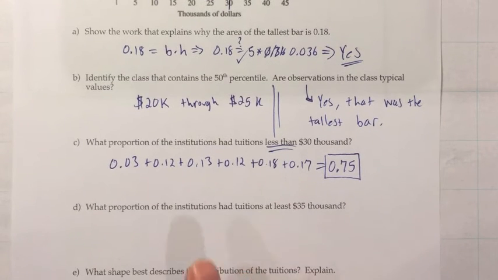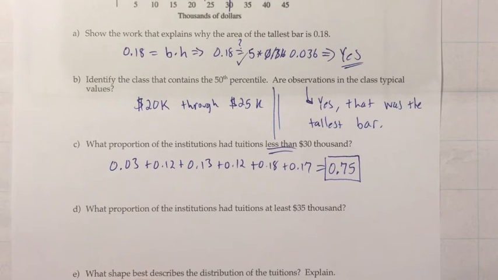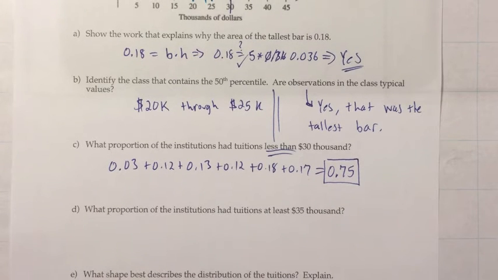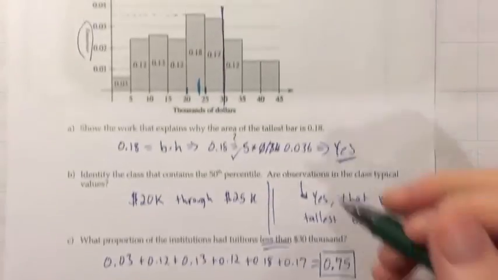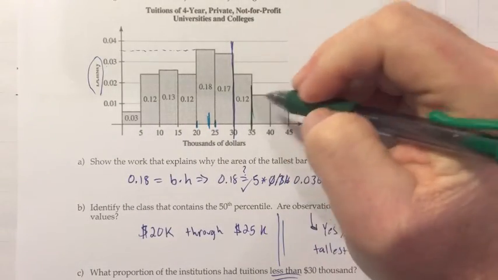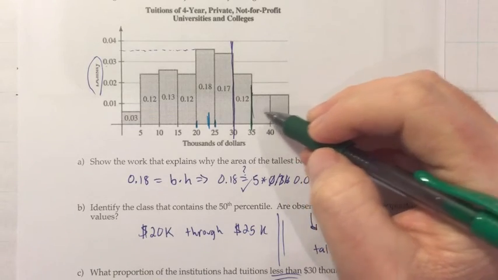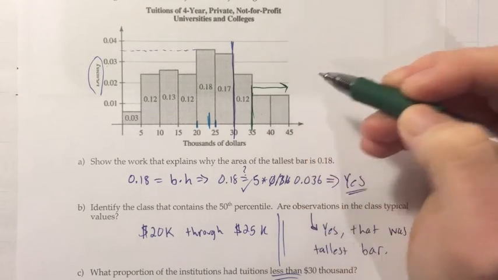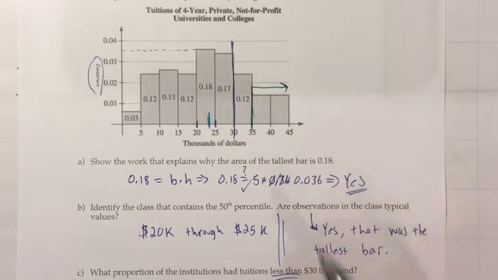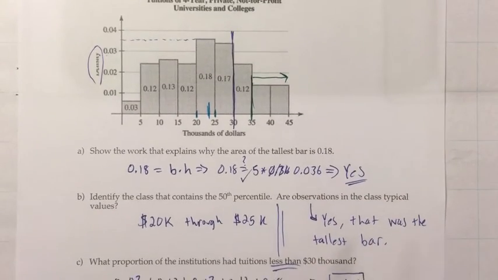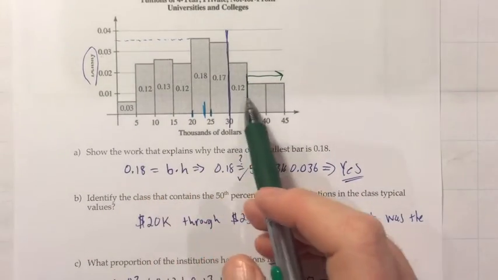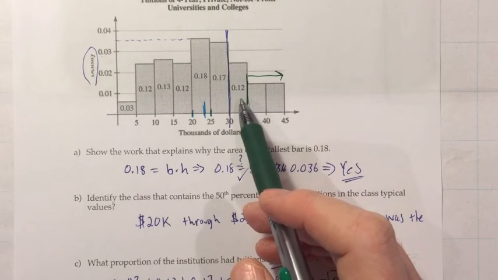All right, I'll show you that another way in just a moment, but first let's look at Part D. What proportion of the institutions had tuitions of at least $35,000? So to do that, at least 35,000 is 35,000 or more, so we'd want to add these two together. We want to go this way, but the problem is we don't know what those two are.